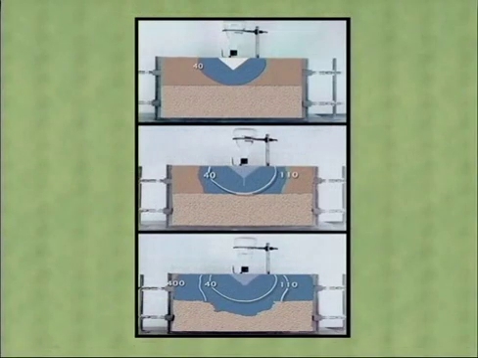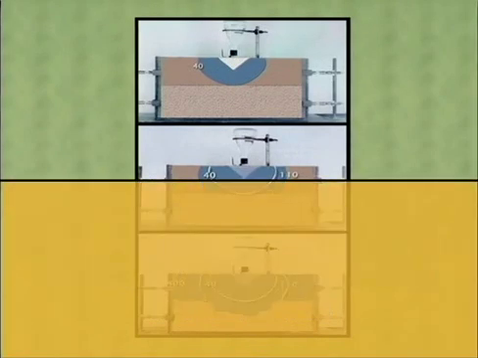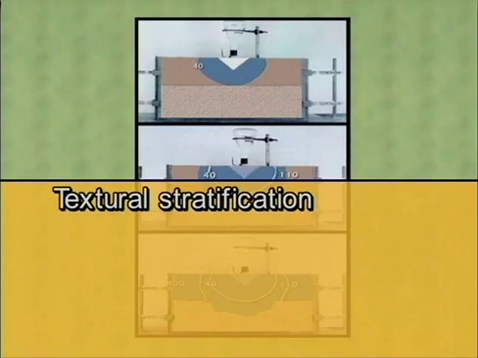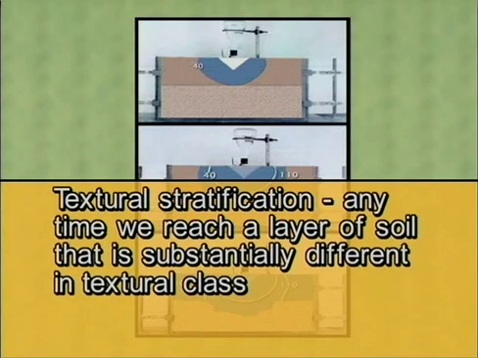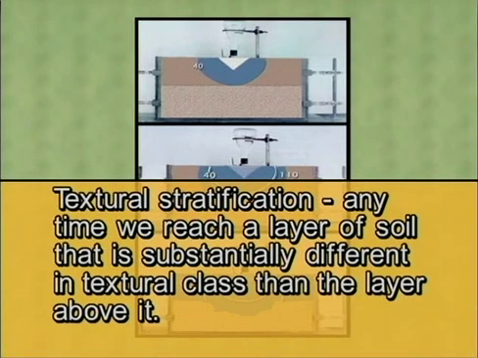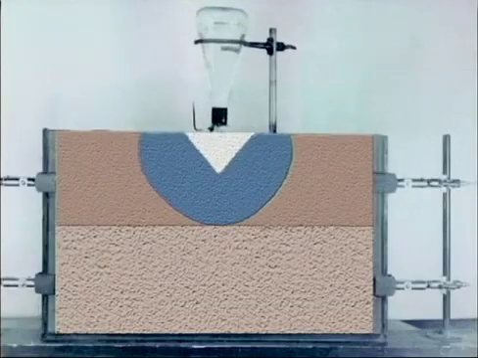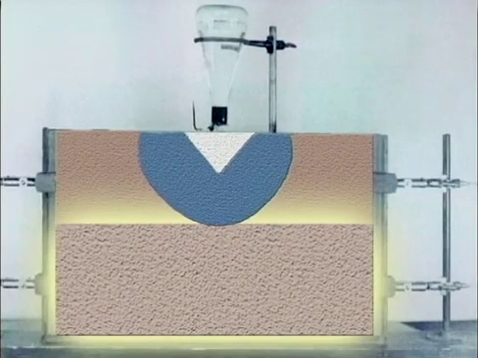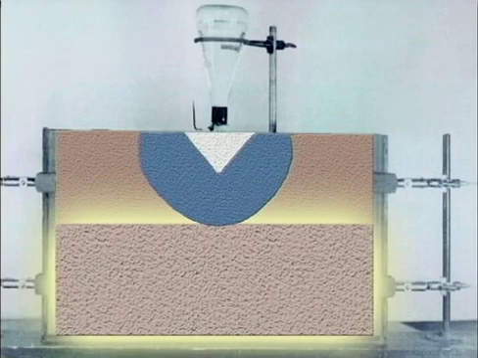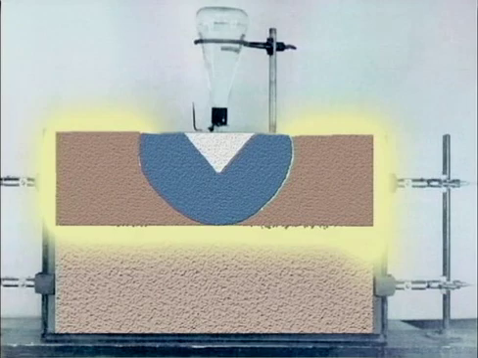This first graphic is illustrating the effect of textural stratification in the soil profile. I'm going to define textural stratification as any time we reach a layer of soil that is substantially different in textural class from the soil that lies just above it. In this particular example, we are looking at a soil profile where we have a coarser layer, such as a layer of coarse sand, underlying a more uniform or finer loamy textured soil above.